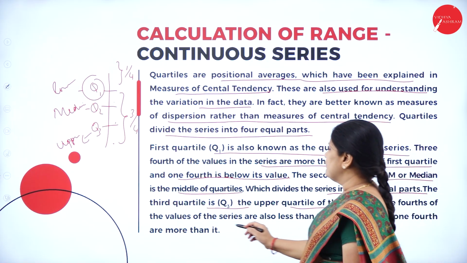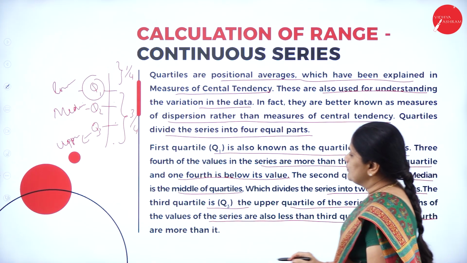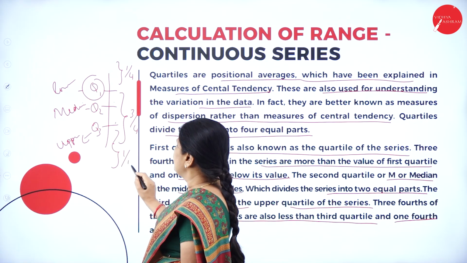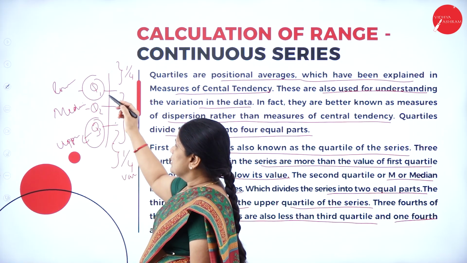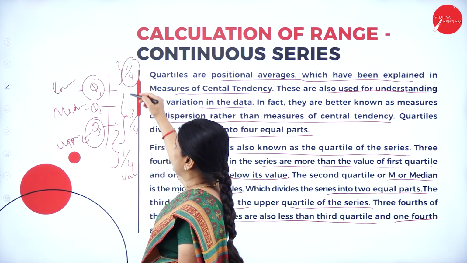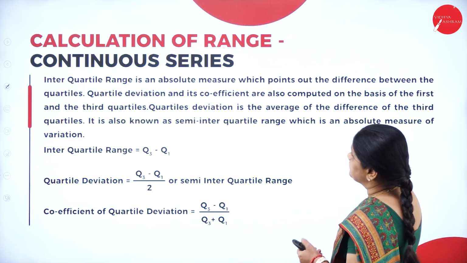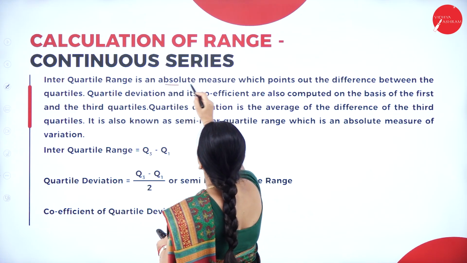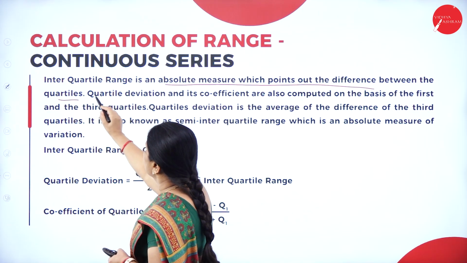So, 3/4 of the values of the series are less than the third quartile and 1/4 are more than it. So, here if you can see, only 1/4 of the values of the series are more than Q3. So, in Q1 only 1/4 of the values are below the Q1 and 3/4 of the values are more than the Q1. Now, the interquartile range is an absolute measure which points out the difference between the quartiles.